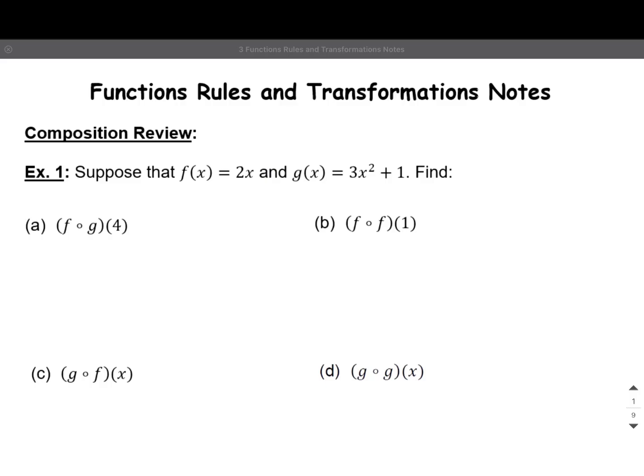Hi guys. All right, we're still looking at things we should know for pre-calculus but may have forgotten. Today we're looking at some more function rules and some review of transformations.